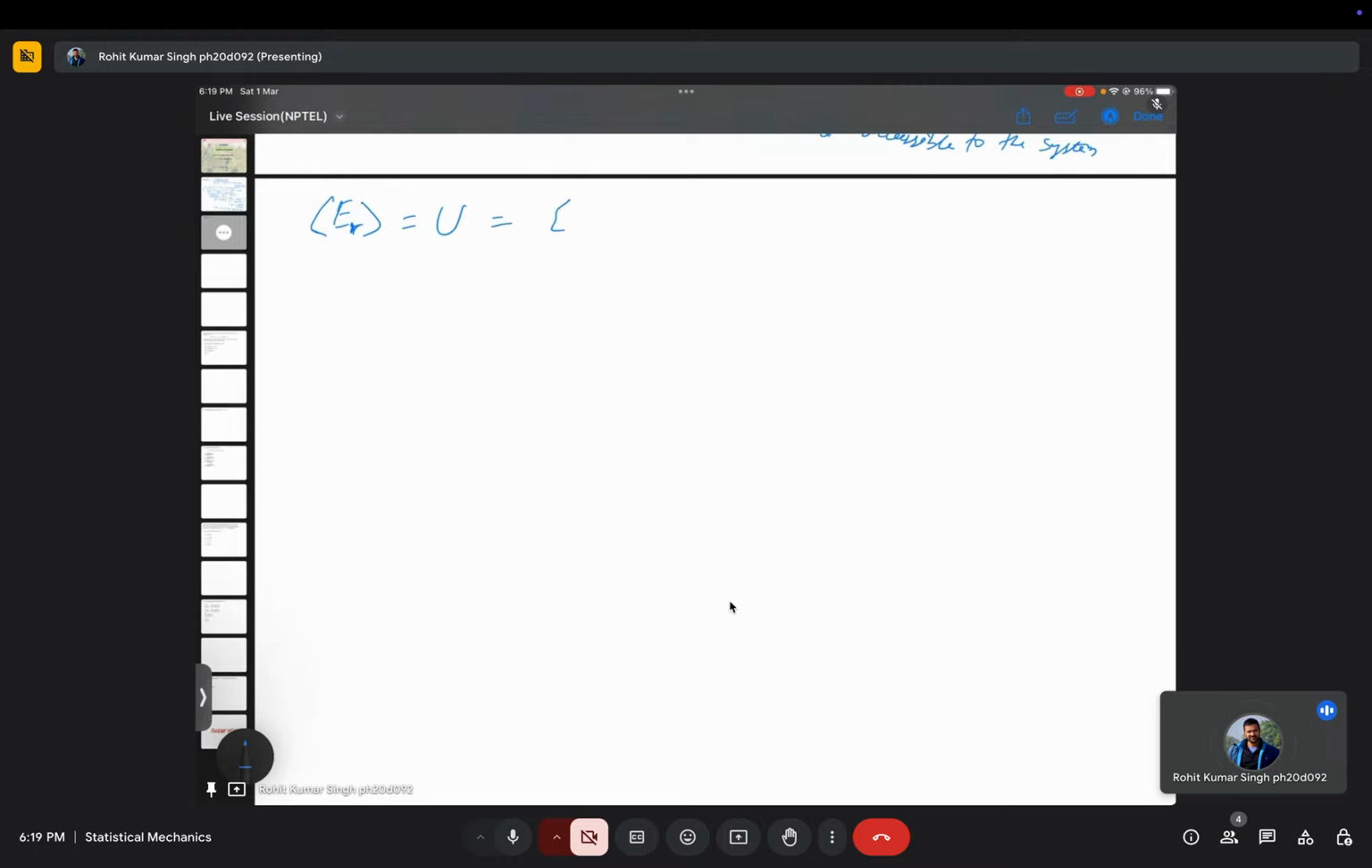And so this will be, so I'm writing it, let me know if you understand this. Okay, so this will be the sum over all the states, the energy of a particular state times the probability of that state. This should be the average energy. Is this fine?